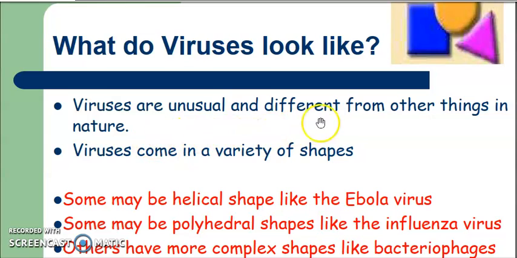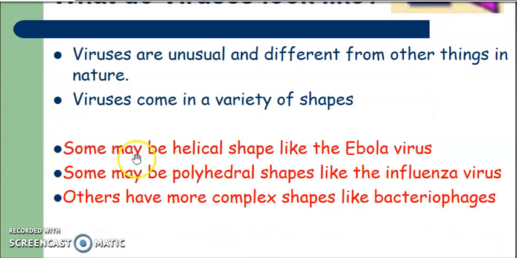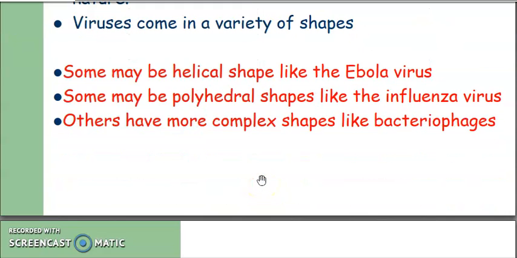They have different structures and different shapes. That is why scientists are unable till now to make a perfect medicine for viruses. They are unusual and different from other things in nature. They come in a variety of shapes. Some may have a helical shape, like the Ebola virus. Some may have polyhedral shapes, like the influenza virus, and others have more complex shapes, like the bacteriophage. So there are many other types of viruses as well.